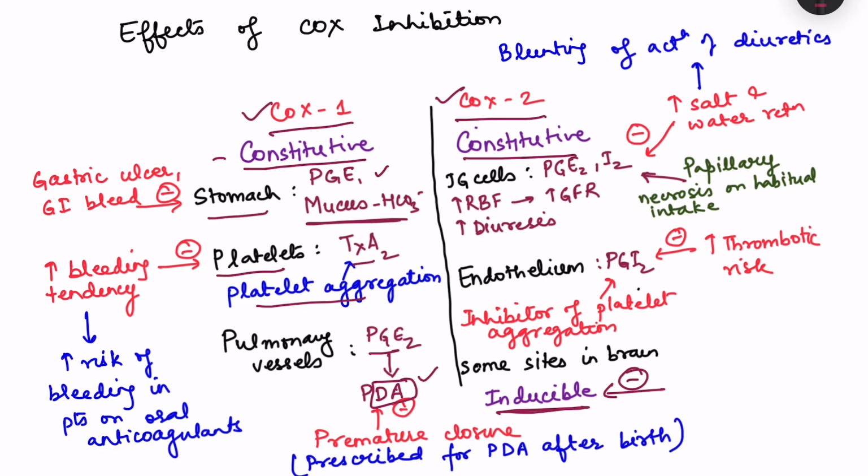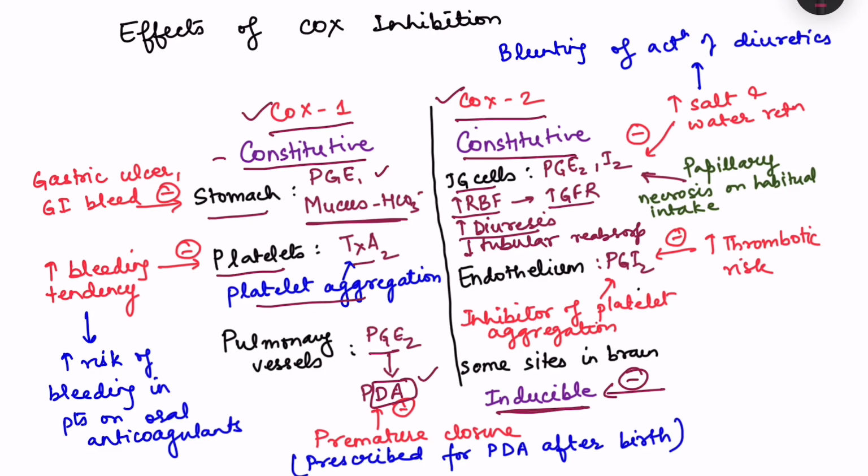Then COX-2 also has some constitutive action. One is in kidney. It is released from the JG cells. Basically, this causes increase in the renal blood flow. It causes vasodilation and increase in the renal blood flow, and because of this, there is increase in GFR. And also it decreases the tubular reabsorption, and because of this there is increase in the diuresis, basically increased salt and water loss is occurring.